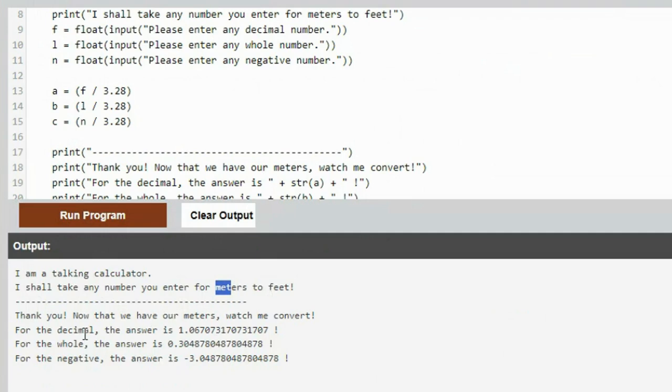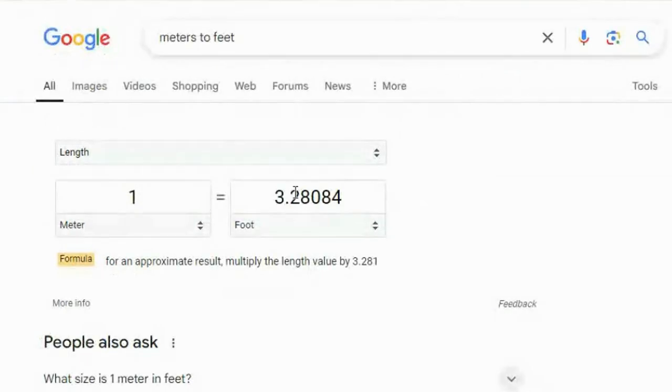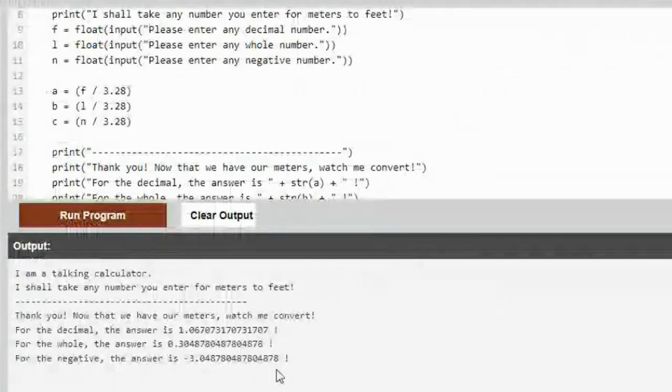Watch me convert. A decimal, I put like 3.5 there. For the whole, I put 1, and it says that is 0.3 of a foot. 1 meter is only 1/3 of a foot. I think this is backwards. And negative 10, I put negative 10. Well, negative 10 could have been 32 feet. It should be this times 10, but as a negative, it should be negative 32.